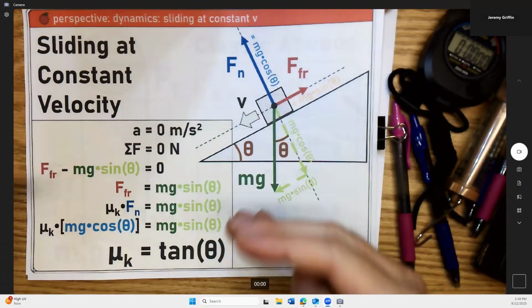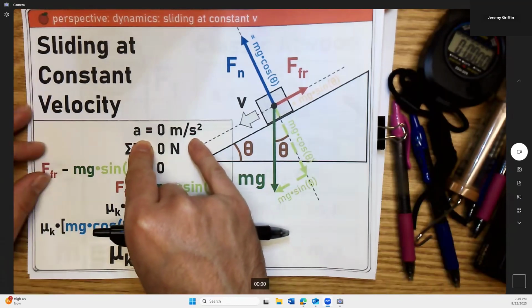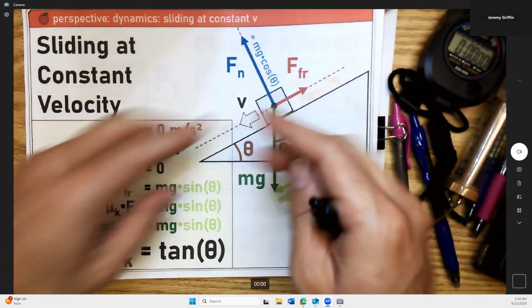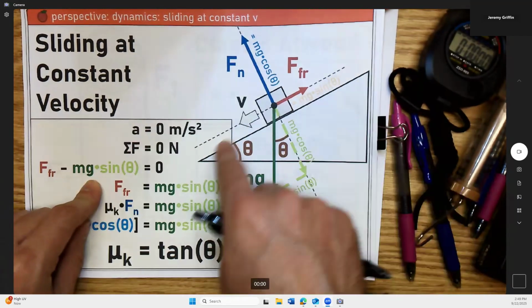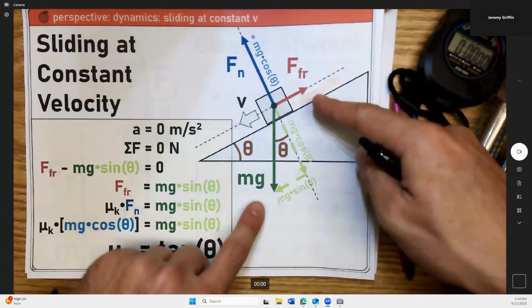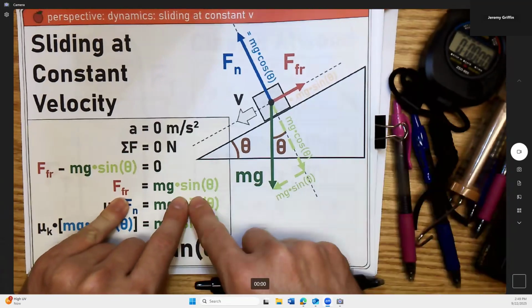Right? But there's this whole thought process that goes like this. Well, constant velocity means zero acceleration. Zero acceleration means zero net force. And then I can look along each axis and figure out what that means along each axis. So along the, I'll call this the x-axis, this friction force and this mg sine theta have to zero out, which means they're the same magnitude. That's this line that brings us to this line right here.